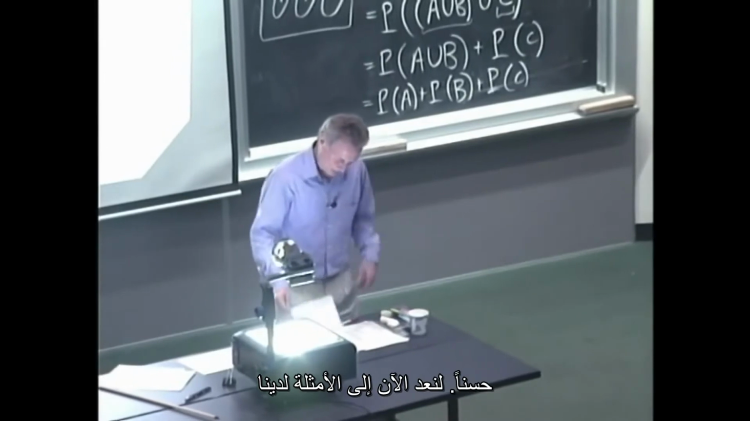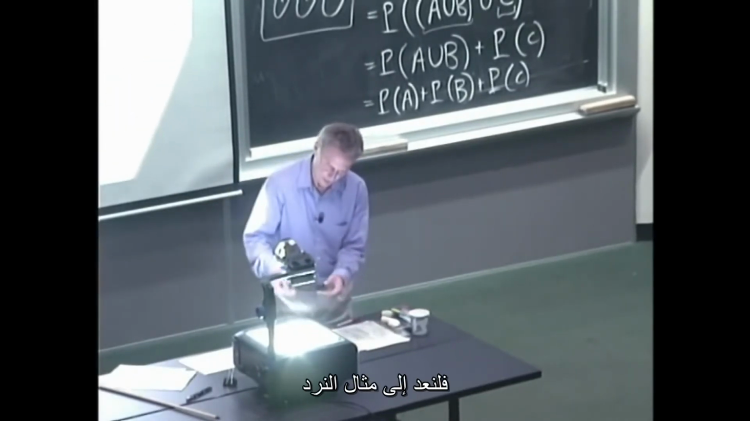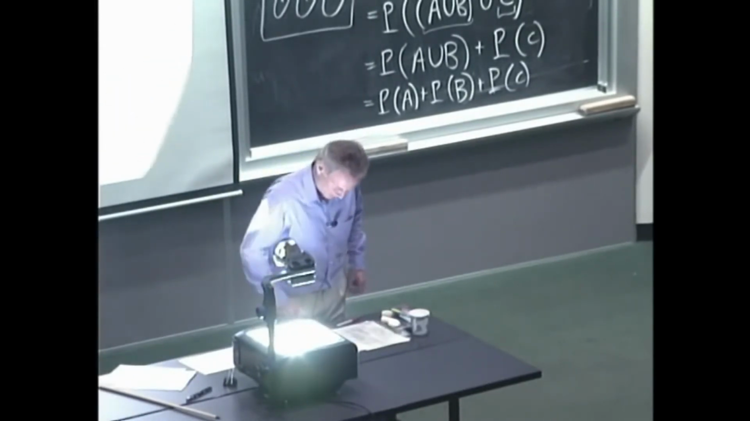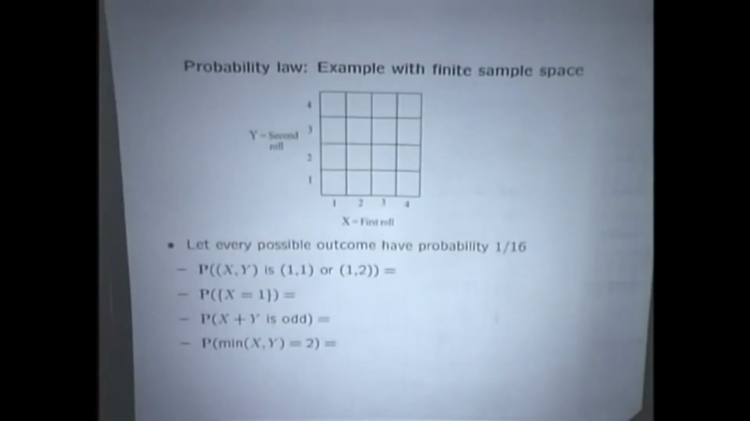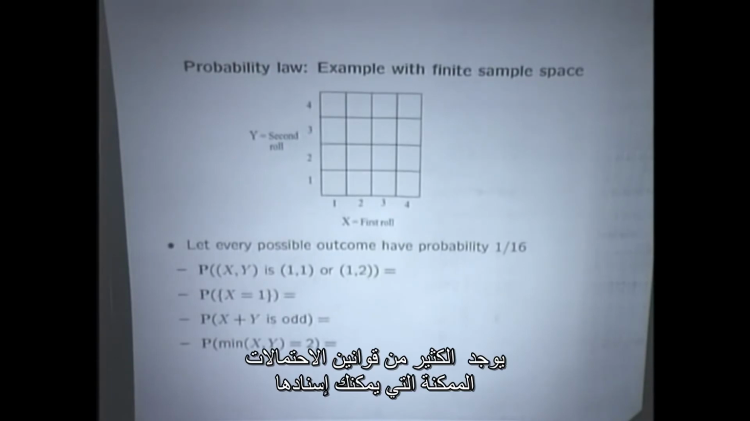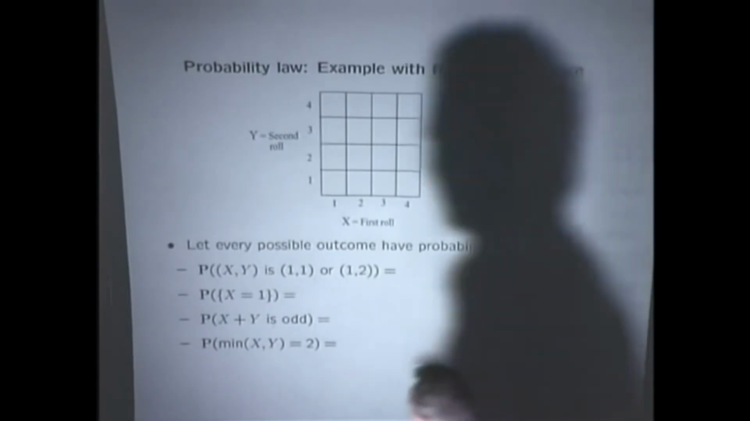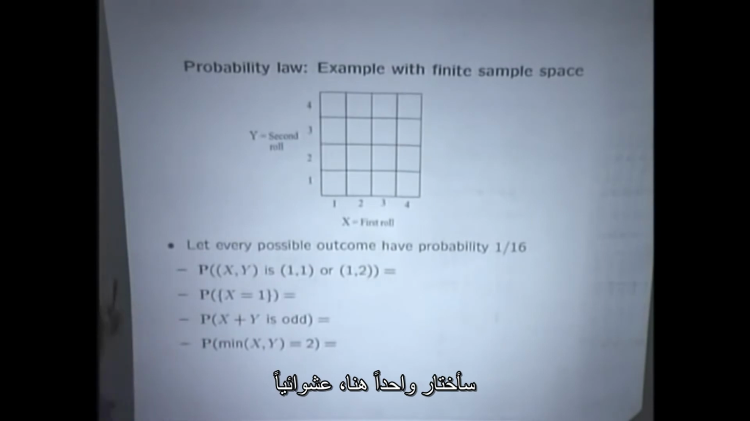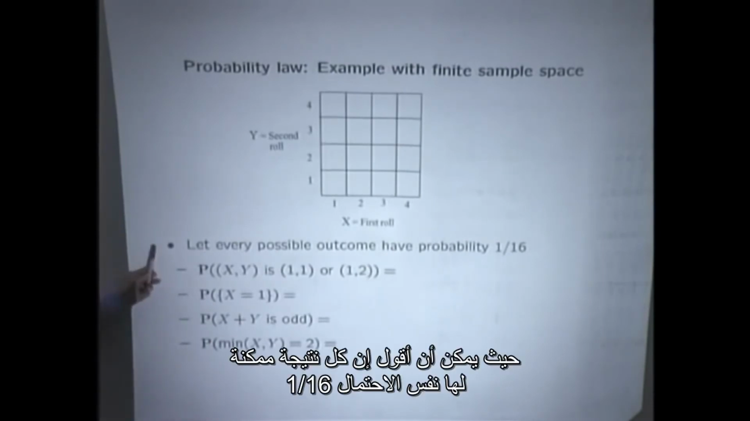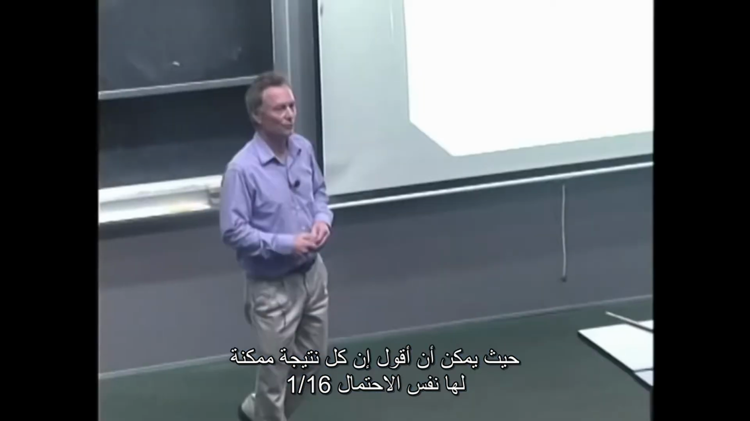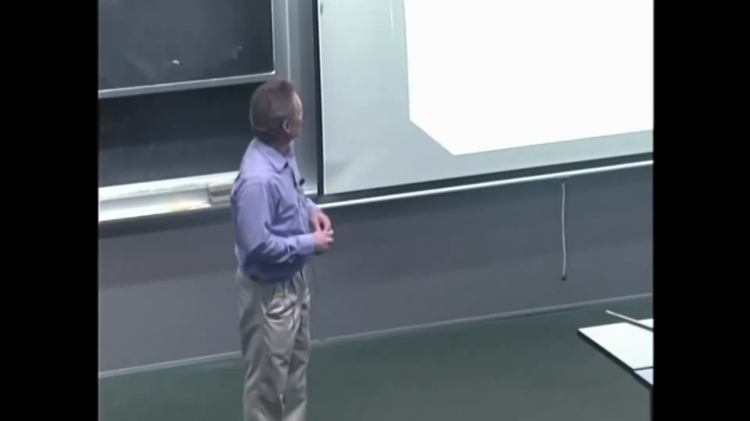Okay, so now let's revisit our examples. Let's go back to the die example. We have our sample space. Now we need to assign a probability law. There's lots of possible probability laws that you can assign. I'm picking one here arbitrarily, in which I say that every possible outcome has the same probability of 1/16.